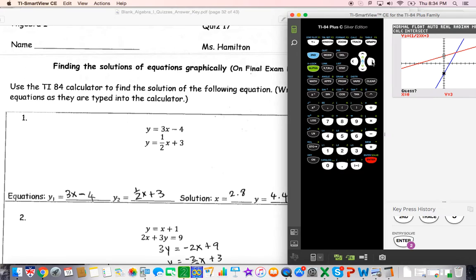When it says guess, you don't have to do this because there's just one intersection point, but it's a good habit to go to the point or as close to the point as you can get. And my calculator is being really slow. I'm just going to go there and press enter. It jumps to that point and it tells you the solution. And so solving this system, x is 2.8 and y is 4.4.